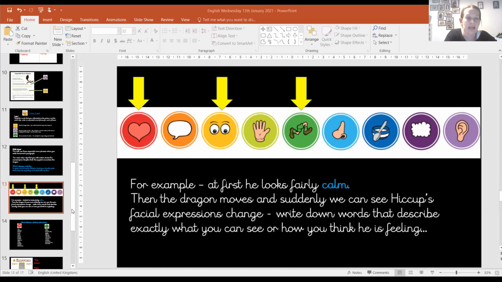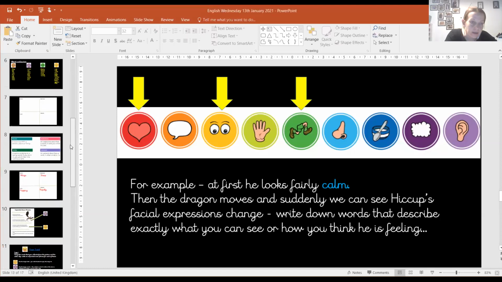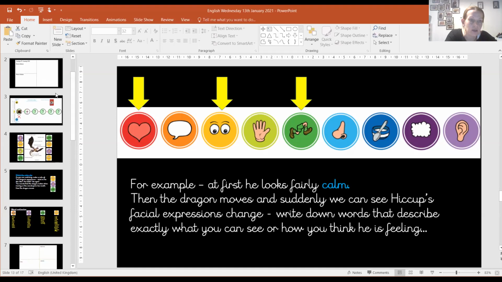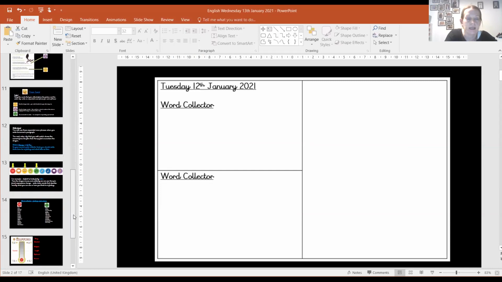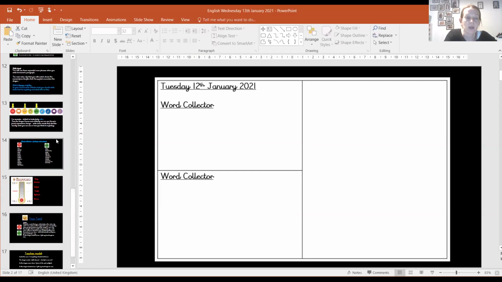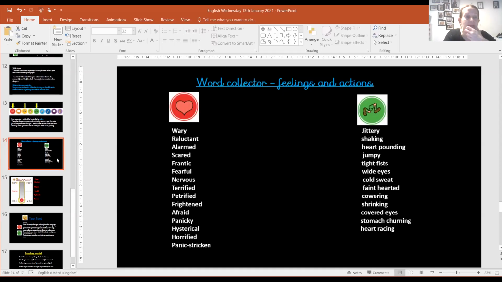Okay, well done. So you should have now, I'm going to find the lesson again. You should have now gathered words into your word collector 2 bank here that tells us what you think Hiccup, or how you think Hiccup was feeling at the time, and what you saw in his body language that tells you this, that gives you that impression. So we have got lots of words here. Now, our feelings words on the left.